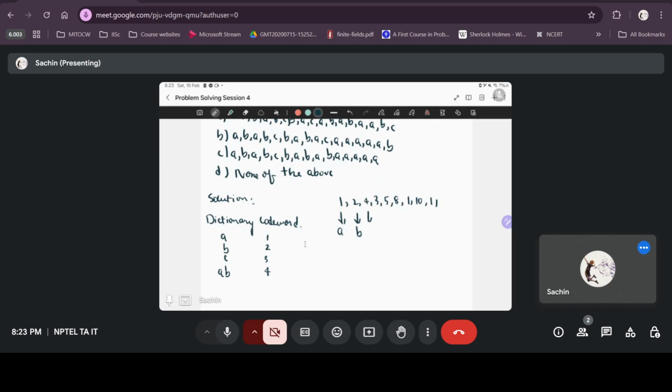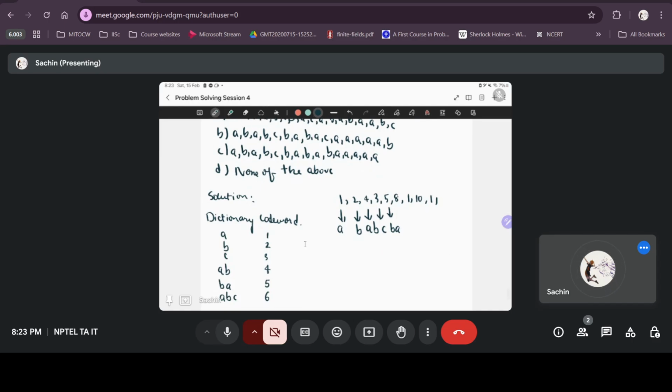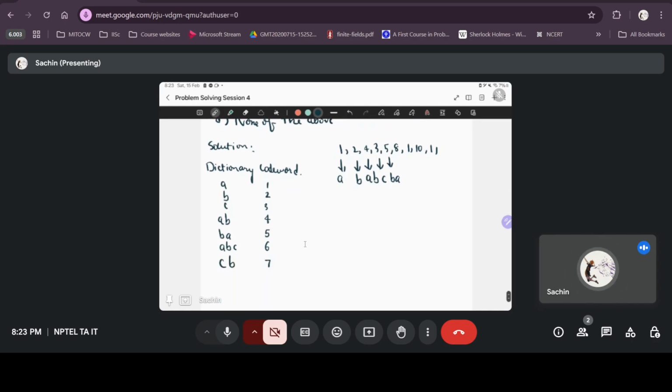Then you received 4, which is AB. The first symbol of that, A, is the innovation symbol of the previous phrase. So BA is the next code word. Then you received 3, which is C. So ABC is the next code word, 6. So 5, which is BA. First symbol is B in BA, which is the innovation symbol for the previous phrase C. So CB is the seventh code word.